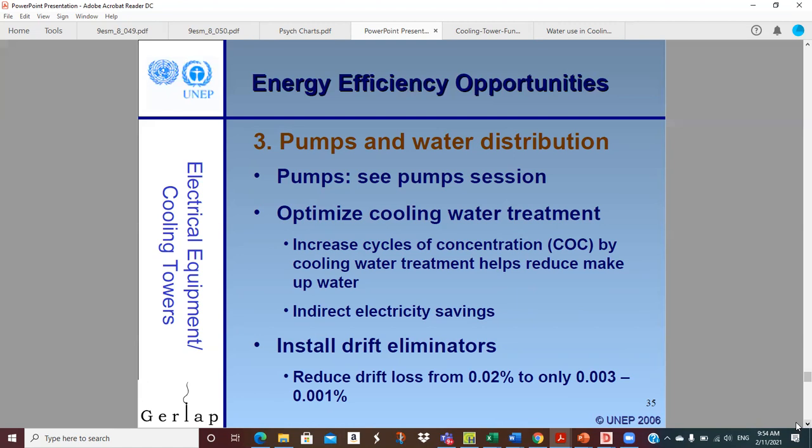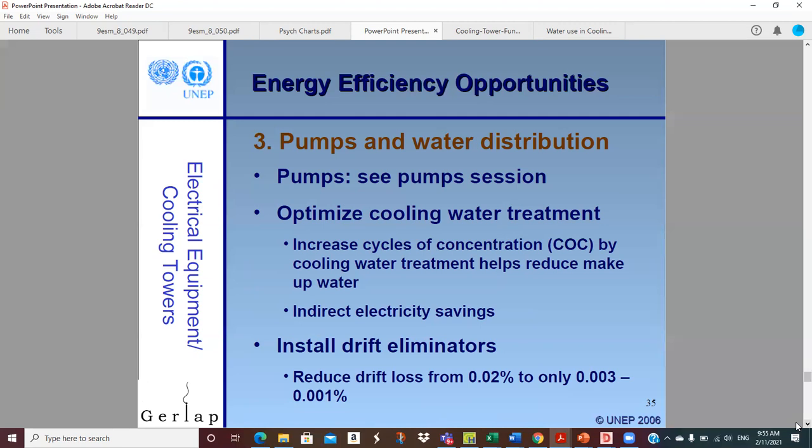So remember, cycles of concentration, if it's 1, that means that you're going once over the tower and you're throwing it all away. If cycles of concentration is 2, you throw half of it away every time it goes over the tower. If it's 3, you throw 1/3 of it away every time it goes over the tower. So the higher the cycles of concentration, the less water that we're going to bleed out of the system, but our dissolved minerals is going to go up.